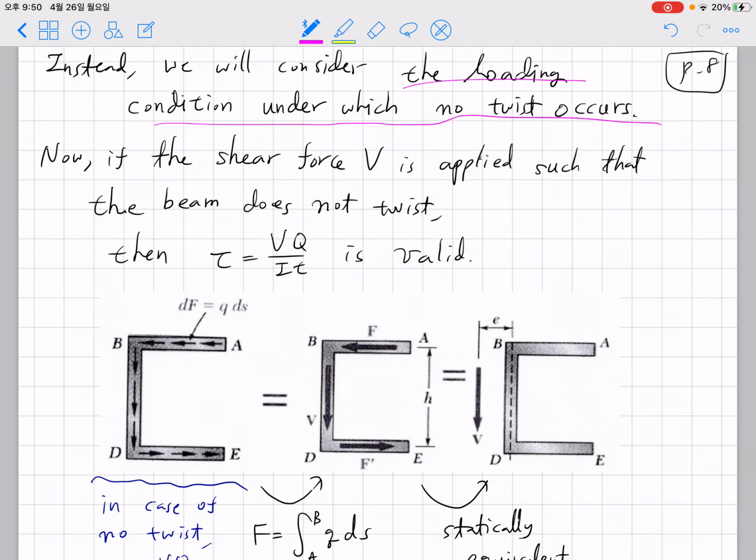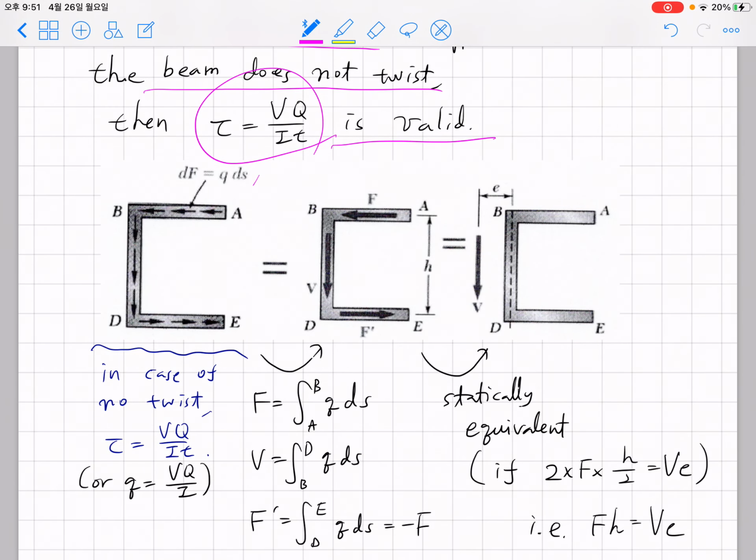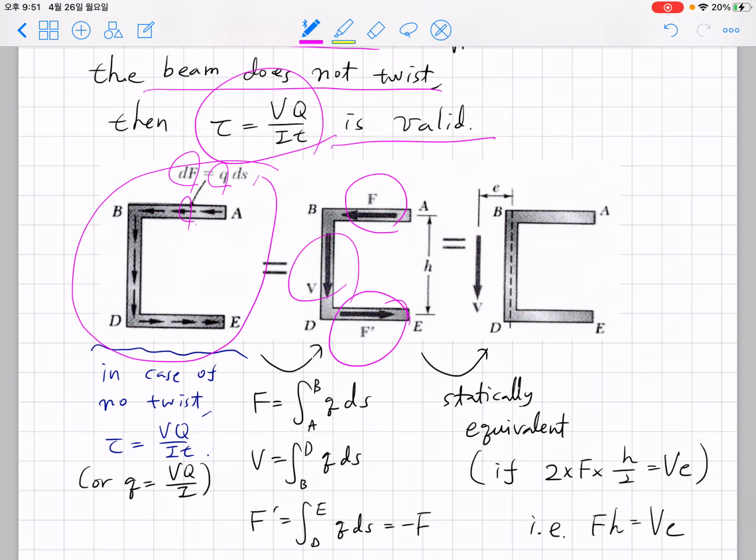Okay, so how can we do that? Our strategy is the following. Suppose that the shear force V is applied such that the beam does not twist, then we can apply this equation. In that case, we can obtain the distribution of shearing stress and Q distribution. Out of this distribution, because this infinitesimal force at each infinitesimal area is q multiplied by ds, you can obtain the force at the top, the force at the bottom, and the force at the web area, the vertical wall area.